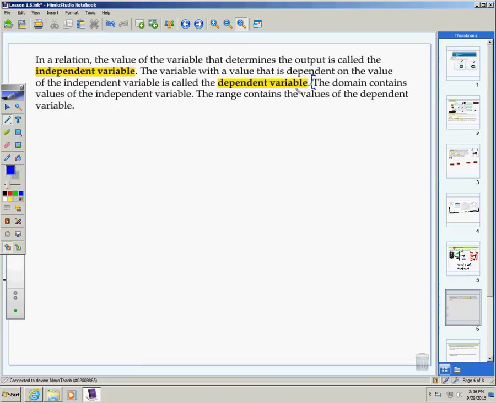The domain contains the values of the independent variable. The range contains the values of the dependent variable. All right, and you can think about it like this. If we were thinking about a cannon as being how my independent and dependent variables work, okay, and here's my lovely drawing of a cannon, okay.